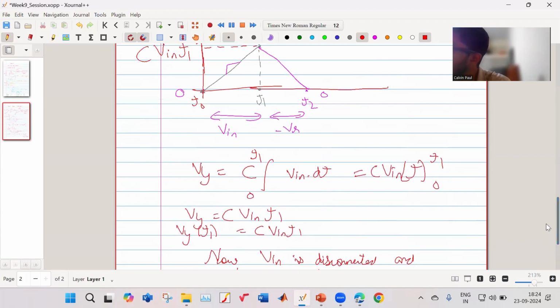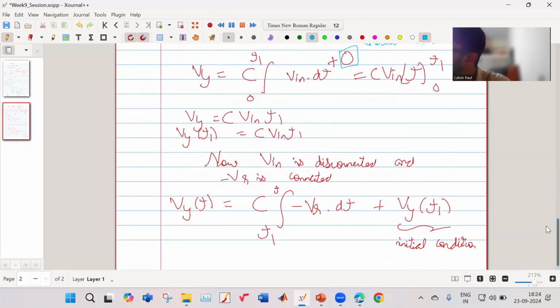In the previous case, it didn't need to be included because the initial condition was 0. So I could neglect it. It is there, okay. This also is your initial condition.